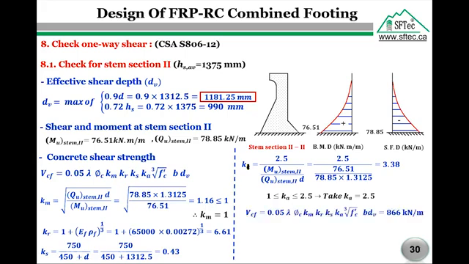Finally, the one-way shear strength equals 866 kilonewton per meter for stem section number 2. By comparing both values, the allowable and the ultimate for the one-way shear, the stem section is safe against one-way shear.